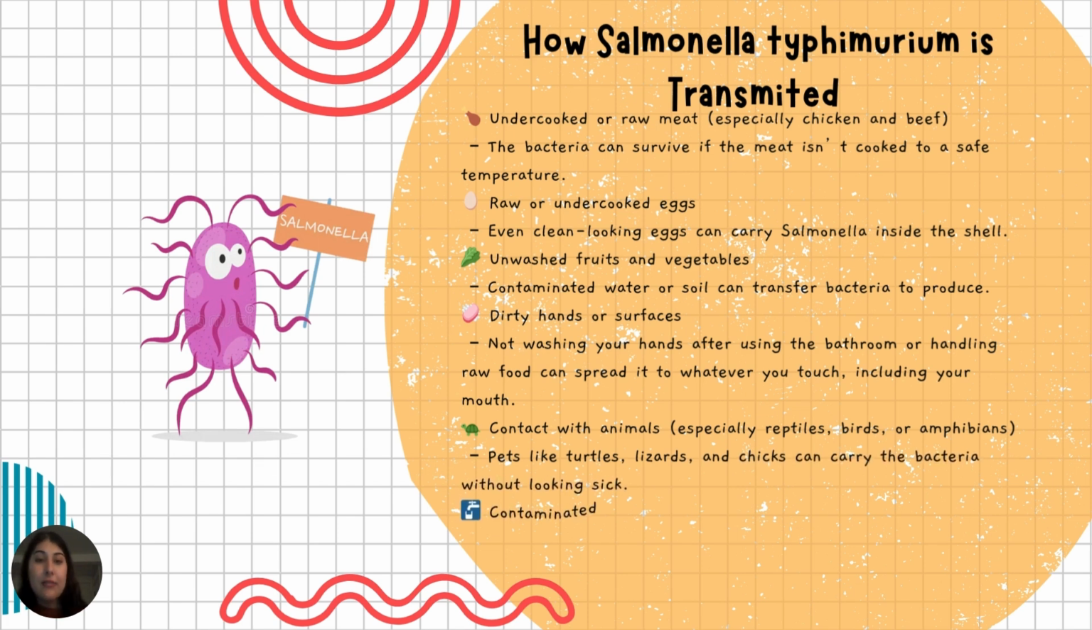Also, as mentioned before, animals are also carriers of this bacteria. Animals like reptiles, such as frogs, lizards, snakes, and all kinds of reptiles. They have this bacteria. Also, another way to contract Salmonella typhimurium is drinking contaminated water, especially untreated water. This water comes from lakes or rivers or wells, so be careful with that.